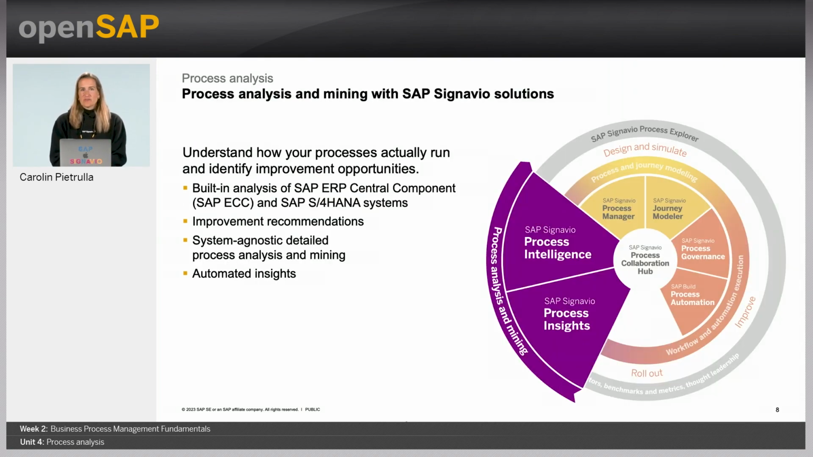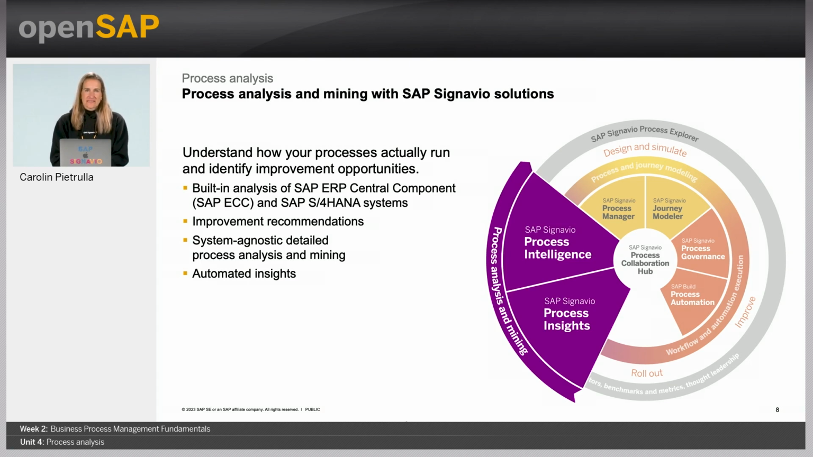So I've mentioned process mining and clever systems to support identification of process weaknesses and prioritization of improvement measures. And again, you will learn all about it in more detail next week. But just so you've heard about it already, I wanted to introduce you to SAP Signavio's process analysis and mining solutions. They consist of two great SAP Signavio suite products, Process Insights and Process Intelligence.